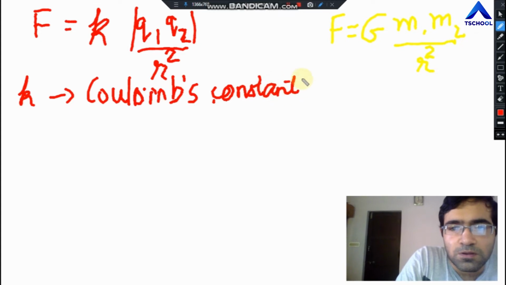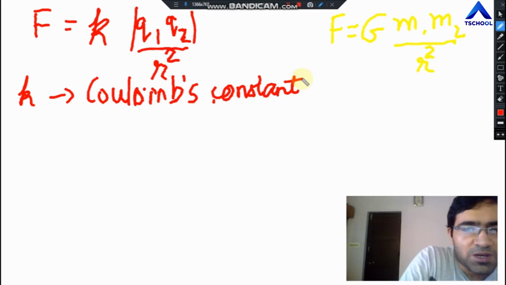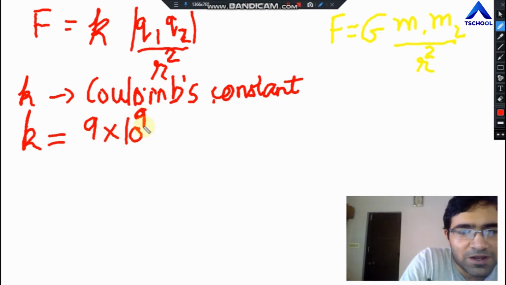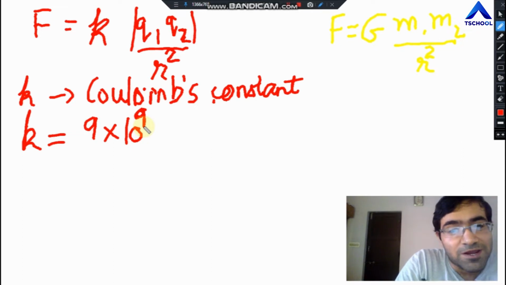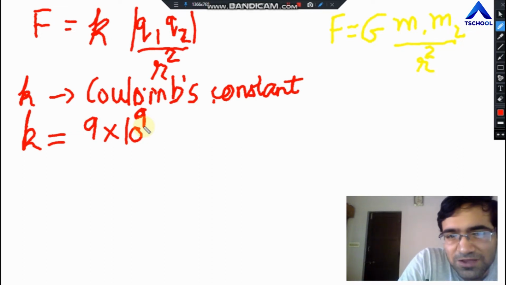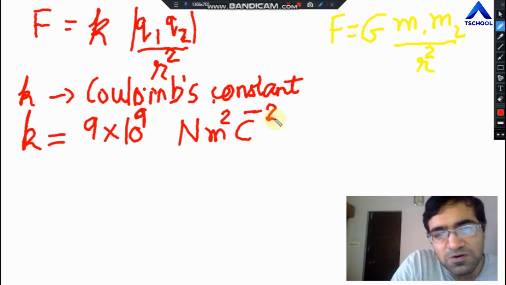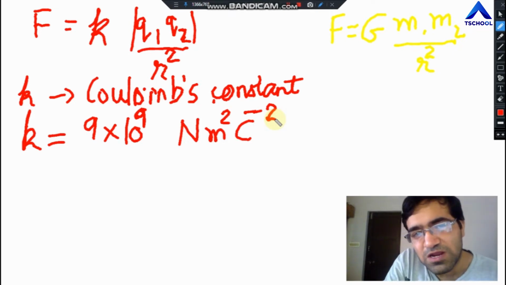Right now, obviously, just like g has a value, k should also have a value, and the value of k in SI units is 9 into 10 raised to 9. So very nice value, easy to remember. 9 into 10 raised to 9 in SI units, which are actually Newton meter square per Coulomb square, right? That's also not difficult to figure out. We get the units easily from this equation at the top.